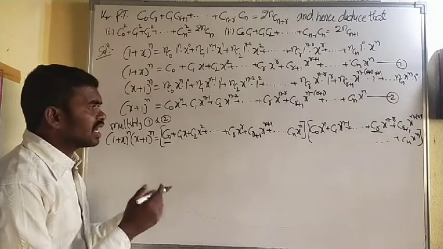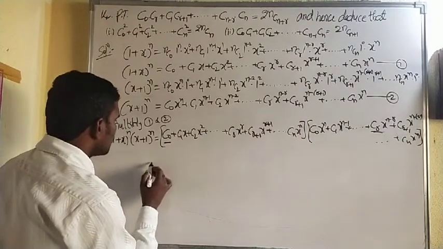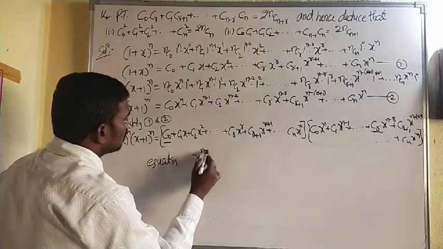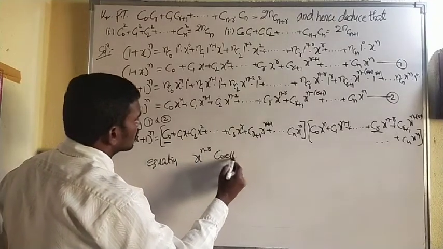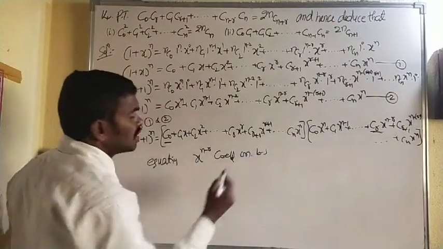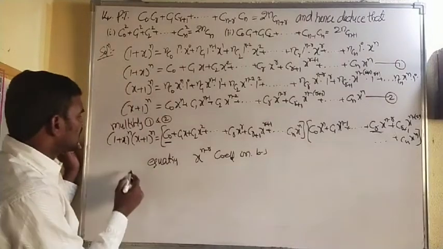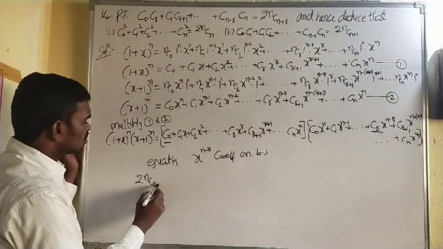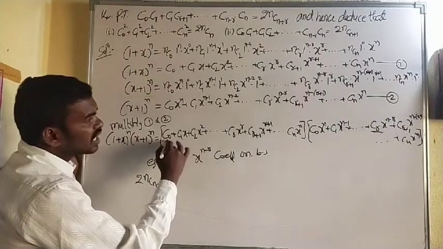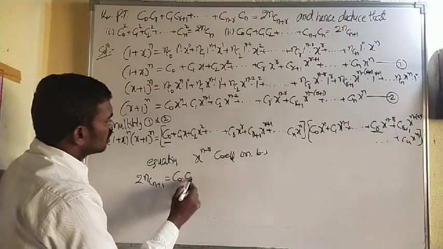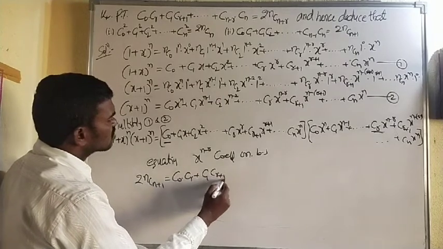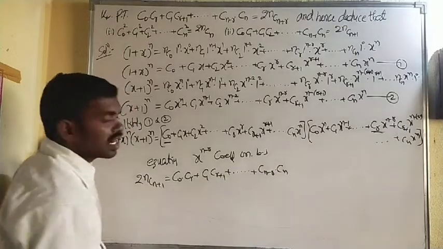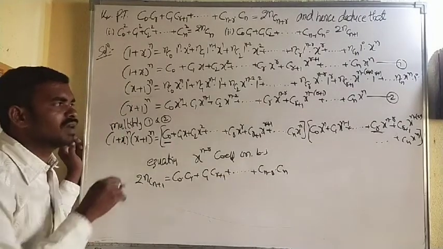So what can we observe here? Equating x^(n-r) coefficients on both sides, what do we get? On the left side we directly get 2nC(n+r). On the right-hand side we get c0 into cr, next c1 into c(r+1), next so and so, we get c(n-r) into cn. I told you we can directly write the answer by comparing.